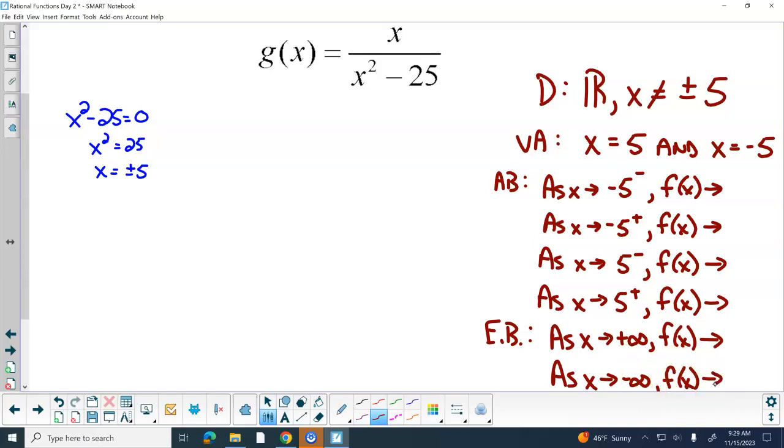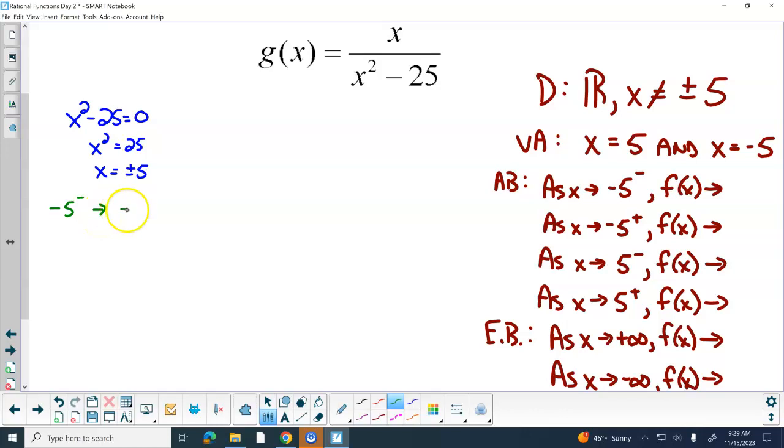Because we've got 2 vertical asymptotes, that means we have 4 asymptotal behaviors. We've got to go left and right side of each one. Okay? So let's go -5 first.